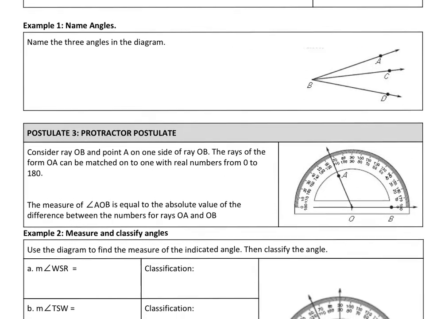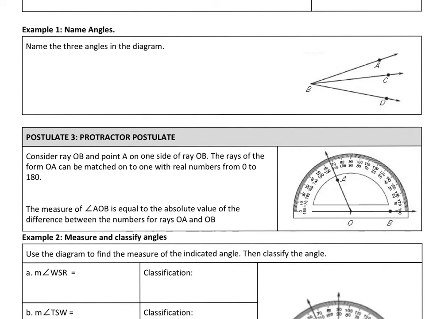So, in example 1, I want you to name all 3 angles in the diagram. There are 3 angles in this diagram. So I'm going to kind of try and go through and name these each separately. So the first angle I can name, I'm going to use 3 points, A, B, C. So one angle I can name is angle ABC. You could have named that angle CBA. That would be the same exact angle. So either way, it's the same angle.